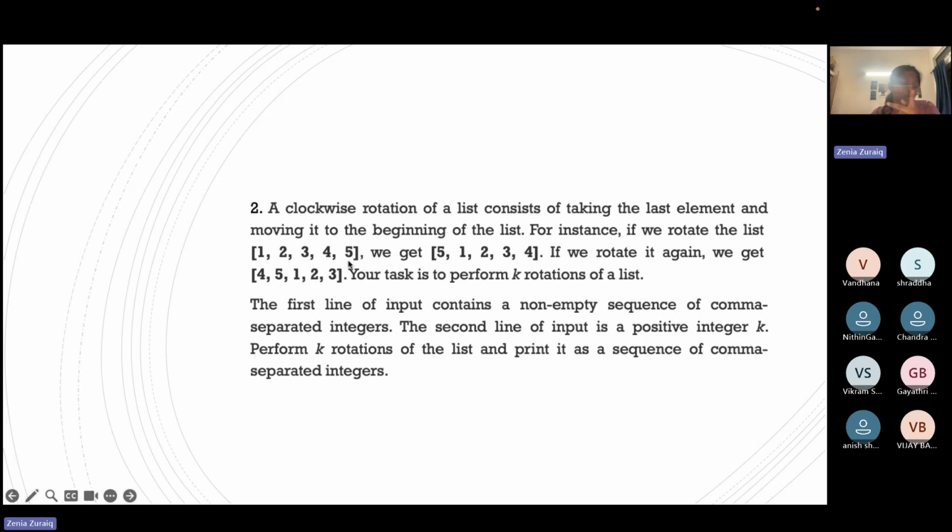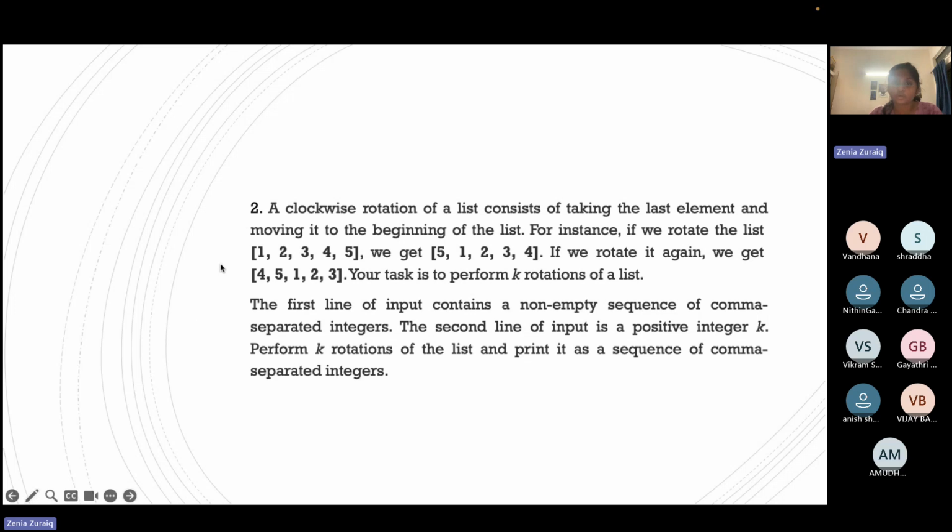So here we have performed 2 rotations. 5 went to the top, then again 4 went to the top. So your task is to perform k rotations of a list. Okay. The first line of input contains a non-negative integer, and so on. This is just because it was last year's program.